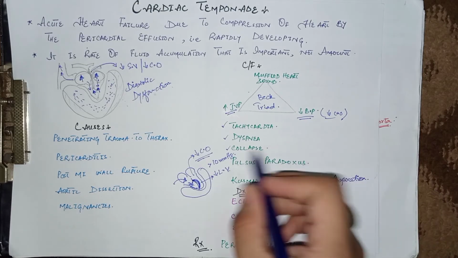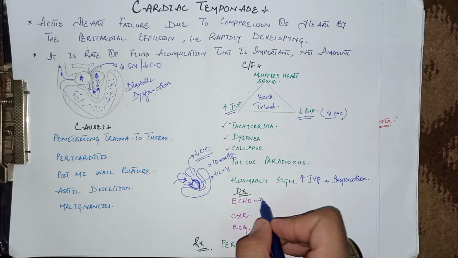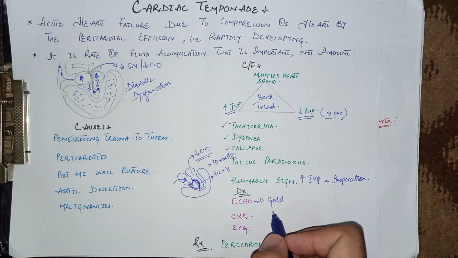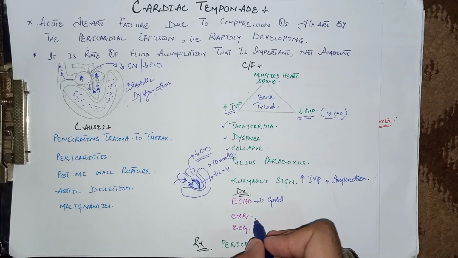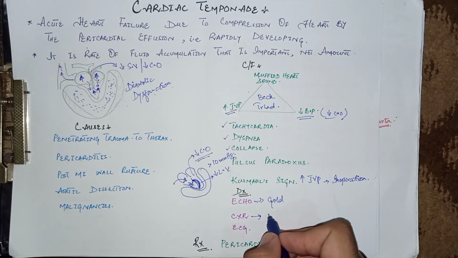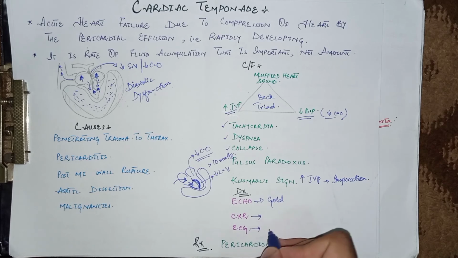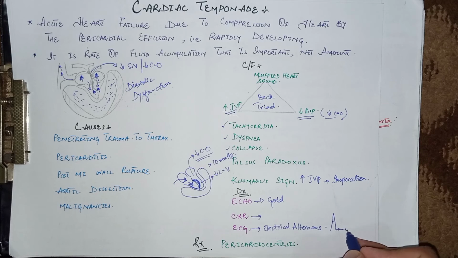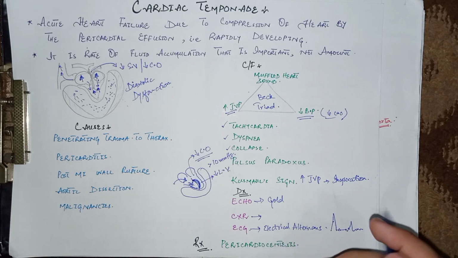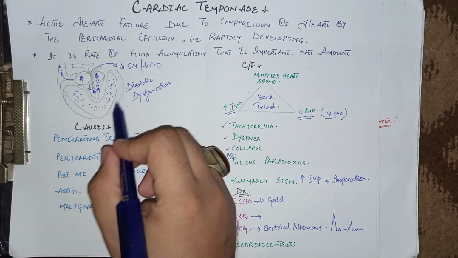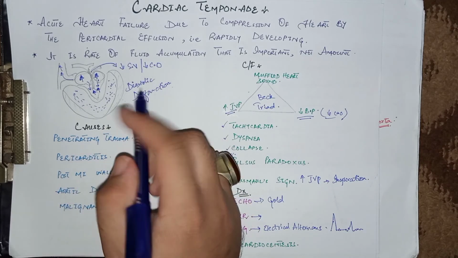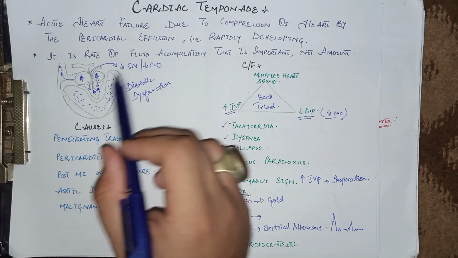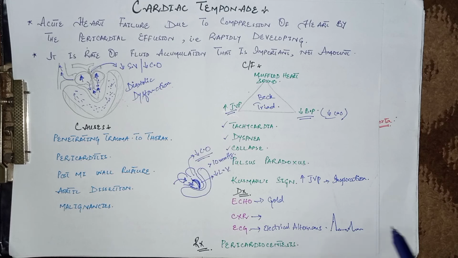Now come to the investigations in cardiac tamponade, which include echocardiogram. Echocardiogram is the gold standard investigation to check the fluid within the pericardial space. The next investigation is chest X-ray, which shows an enlarged cardiac silhouette. And the ECG shows electrical alternans, which means sometimes there is an increase in the amplitude of the QRS complex and sometimes a decrease. This variation in the voltage of the QRS complex is due to the to-and-fro motion of the heart within the accumulated pericardial fluid, so electrical alternans can be seen in the ECG.